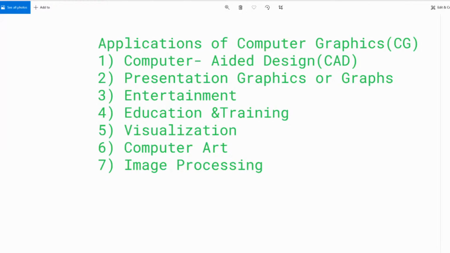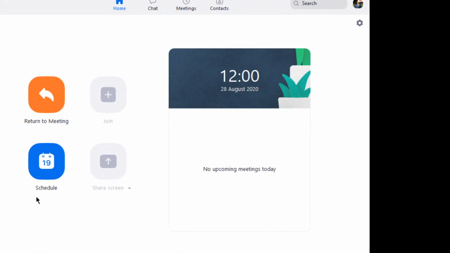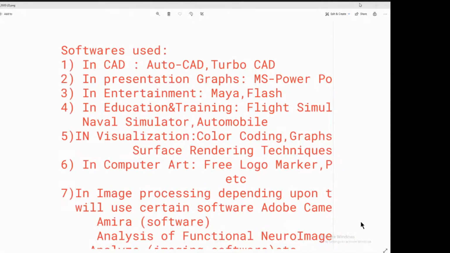And in image processing, as I told you, depending upon the type of environment, whether medical or scientific, and which type of image you want to process, you use those types of softwares. Here I gave you some software: Adobe Cam, Amida, analysis of functional neuro image, like this. So these are some of the softwares used in the basic applications of computer graphics. Clear? Hope everybody is clear on all of this.